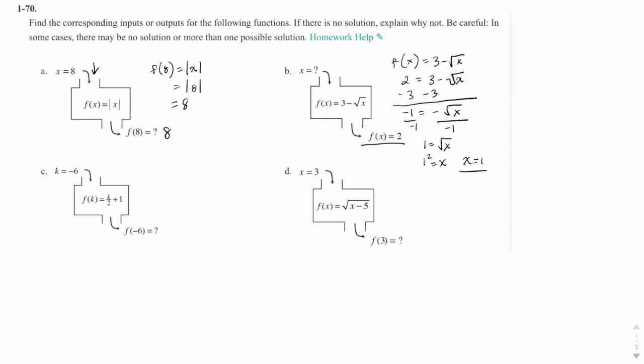So the input for that one would be 1. And we could check it. We could put a 1 in, and we'd get 3 minus the square root of 1, and that is 2.